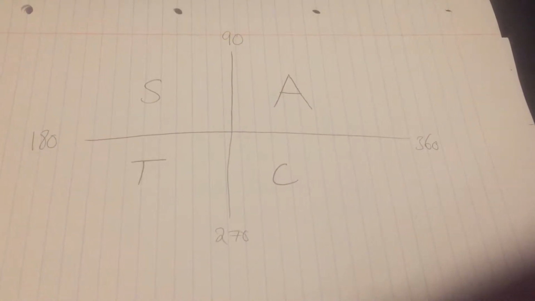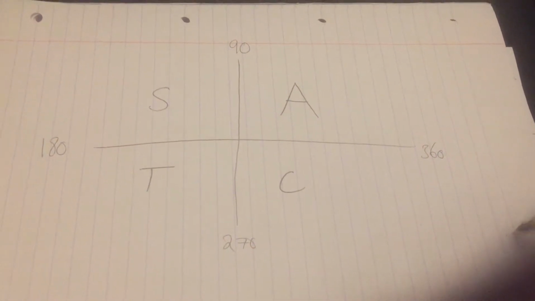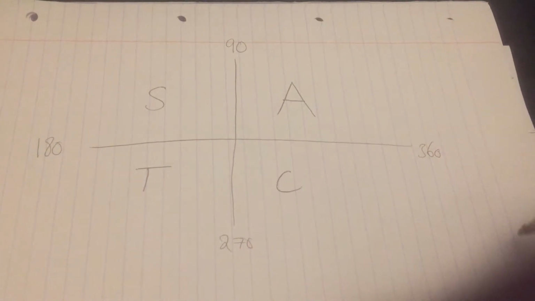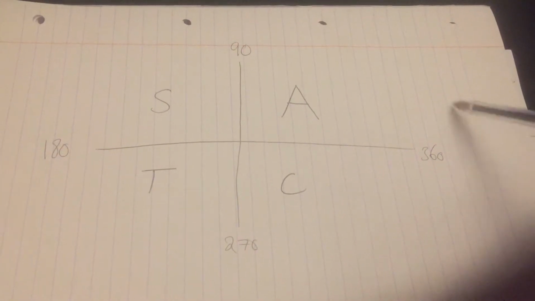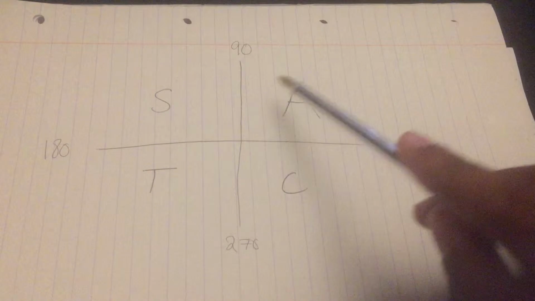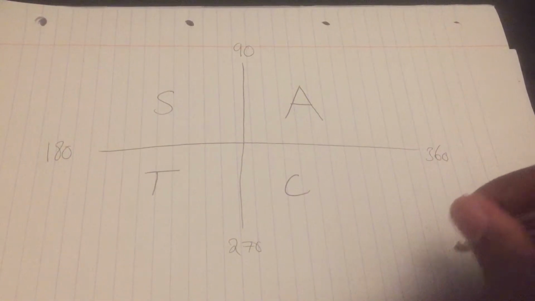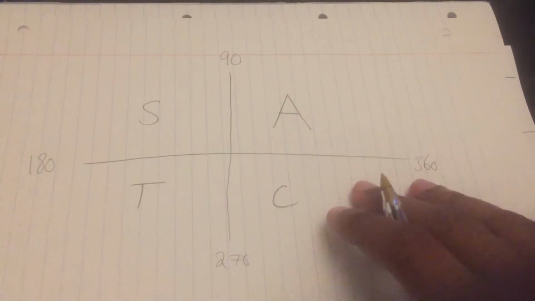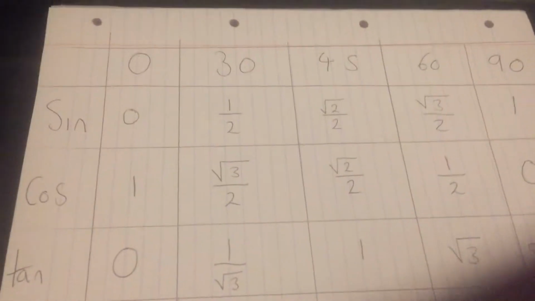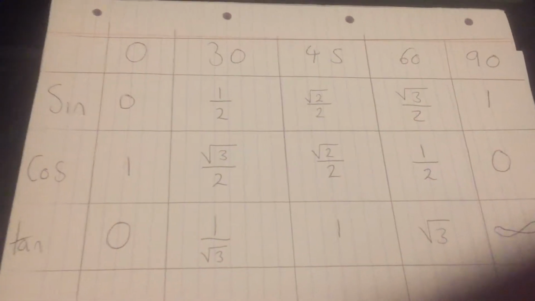Hi guys, this is my first video on just some basic A-Level Trig. We're just going to go through how to identify angles using a CAST diagram and the common values of trig identities.